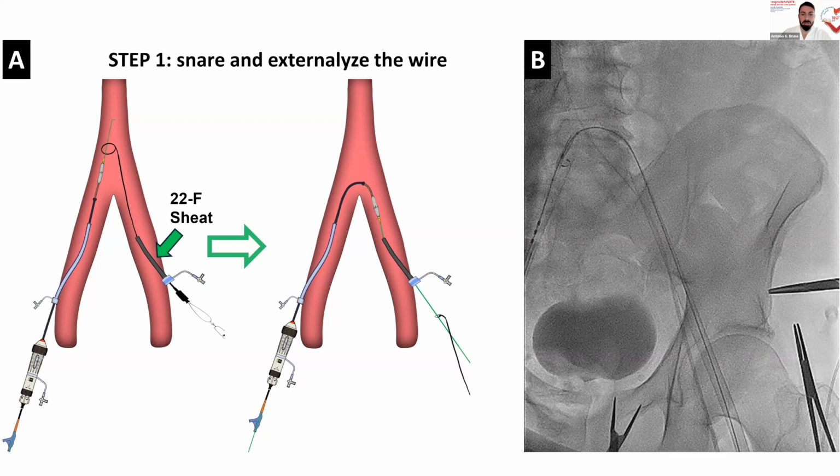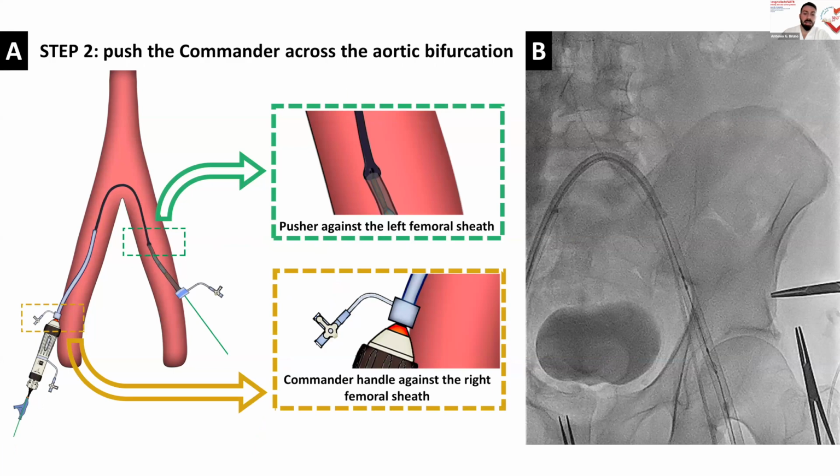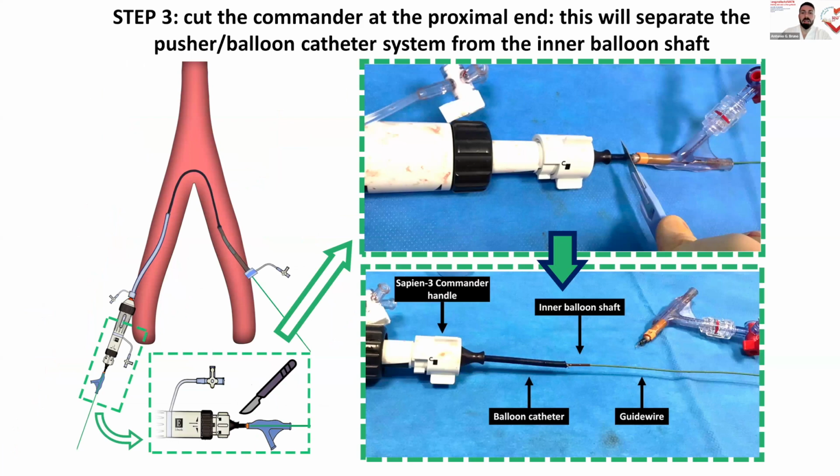and extract it from the left femoral artery. Then we pushed the Commander from the right to the left access until the Commander handle was against the right femoral sheath and the pusher of the Commander was against the left femoral sheath. At this point, we cut the proximal end of the Commander, and when you do this maneuver, you will be able to expose the inner balloon shaft.